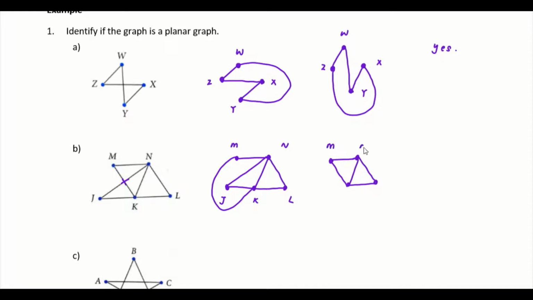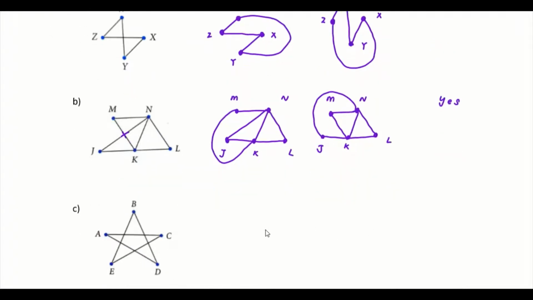But the idea is you must make sure that the thing that you draw has the same meaning as the previous one. So this is the J. If you want to draw it like this, then JK is here, and then you will have another JN that you need to draw, so it will be outside here. Okay, so this is yes also. All right, so move on to C.